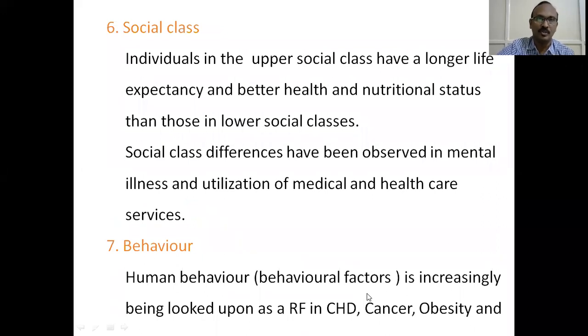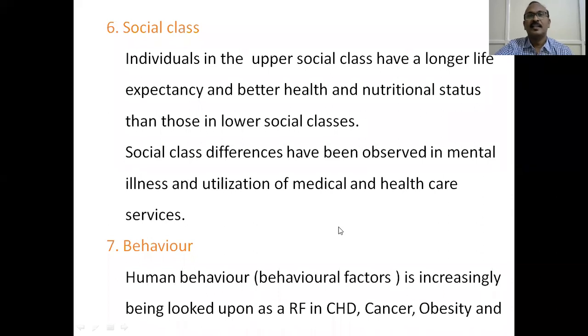Social class. Individuals in the upper social class have a longer life expectancy and better health and nutritional status compared to lower social classes. Social class differences have been observed in mental illness and utilization of medical and healthcare services. So, certain diseases are more prevalent in the upper social class, like coronary heart disease, hypertension, and other diseases. And those concerned with lower social classes, like tuberculosis, which is concerned with many other factors, are found in lower social classes.